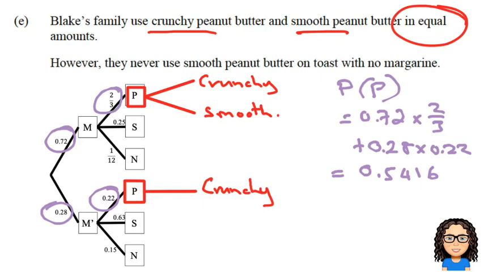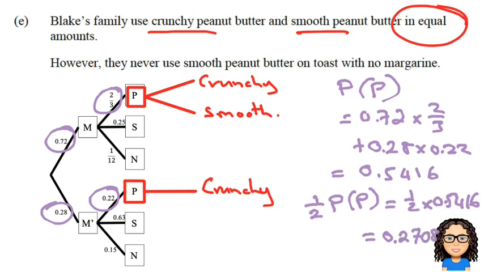And now we're told that crunchy and smooth are used in equal amounts. So I want to find half of this. Half of the probability of peanut butter, so half of 0.5416, is a value of 0.2708. So that means the probability of crunchy is 0.2708, and the probability of smooth is 0.2708. They are equal amounts. So I need to now work out the table.